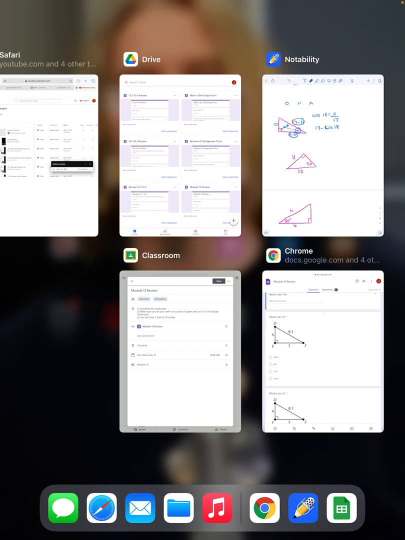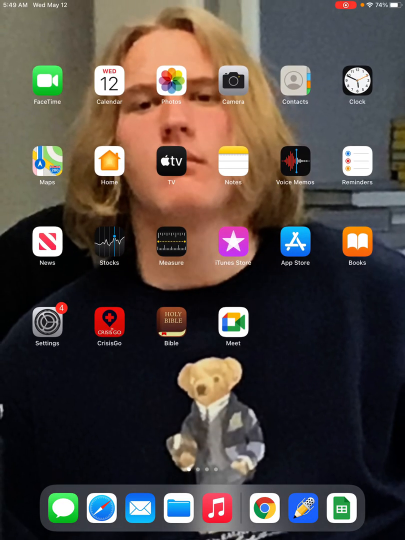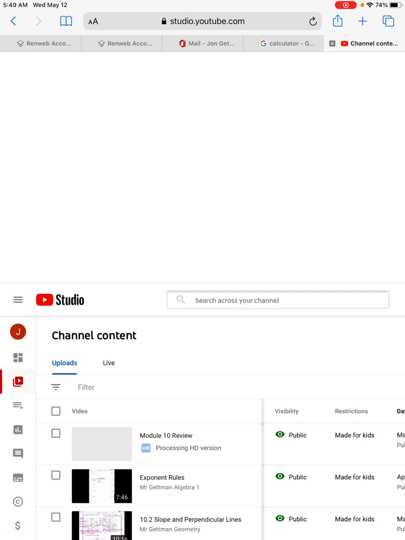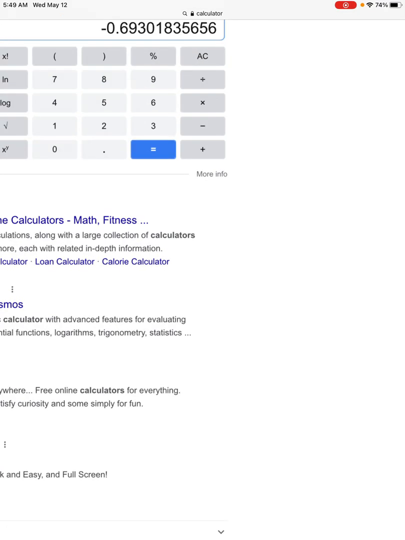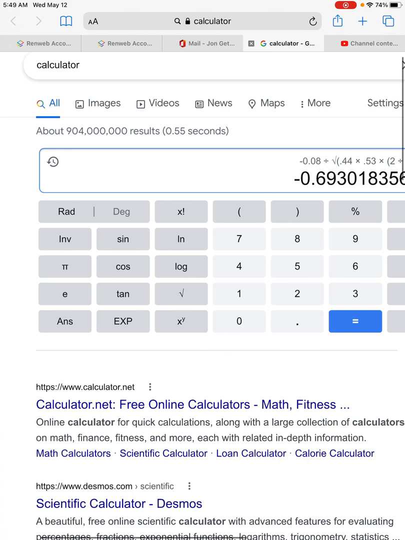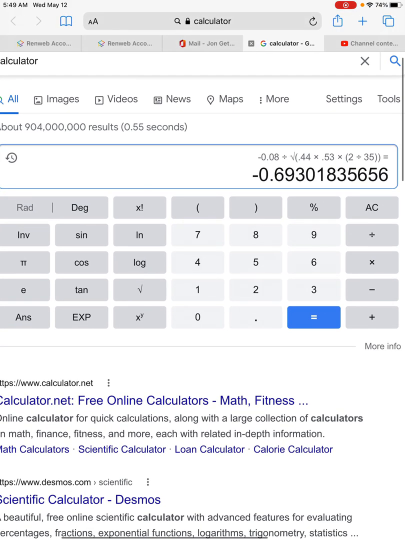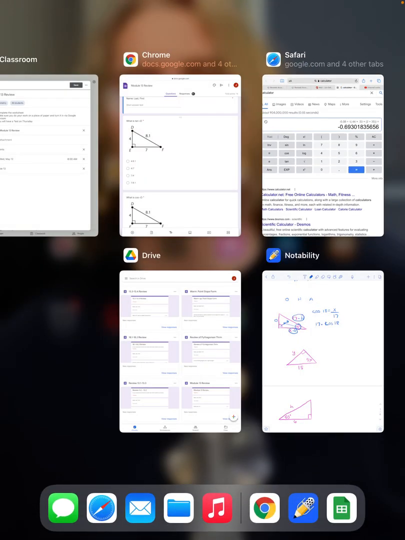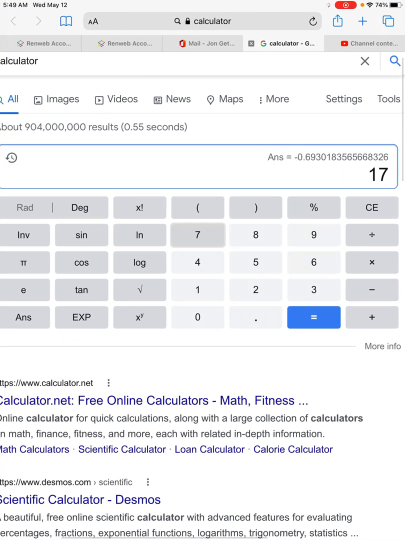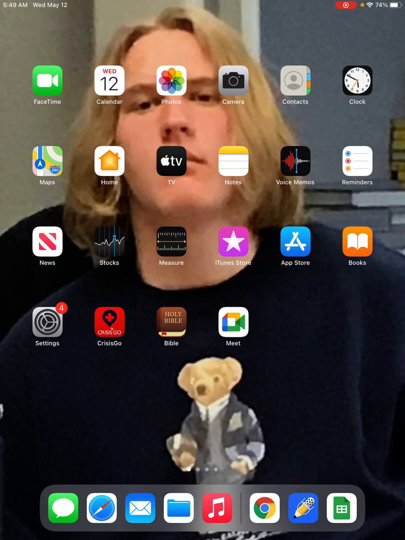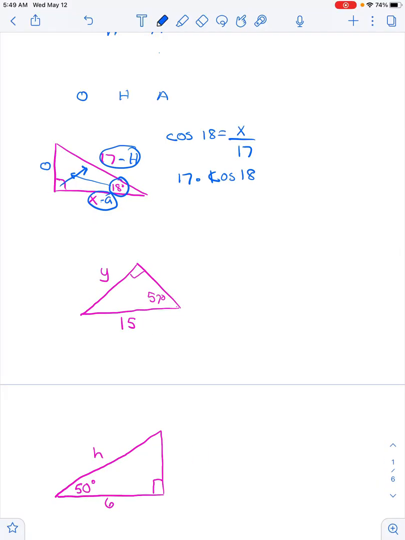Then we go to our calculator. Just make sure, as I hit it, that it's in degrees. So it's 17 times cosine 18, which equals 16.2.